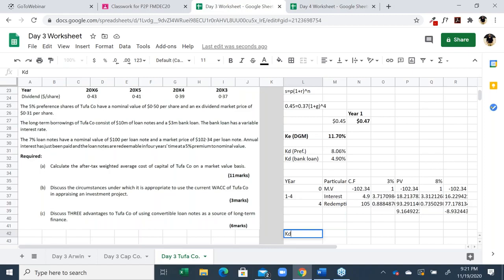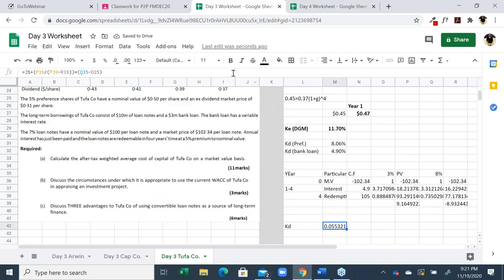Though I'm calculating IRR from the investor's point of view, that's the cost of debt for the company. So the lower rate, which is 3%, plus the positive NPV divided by the positive NPV minus the negative NPV, multiplied by the higher rate minus the lower rate. So that's the cost of debt of this project.